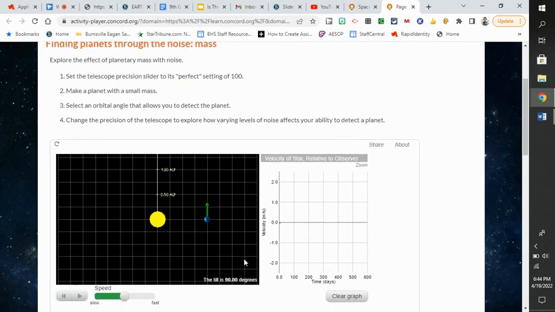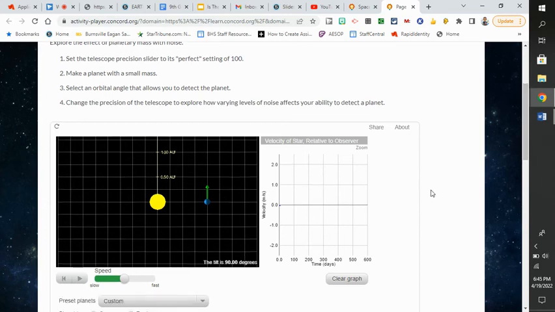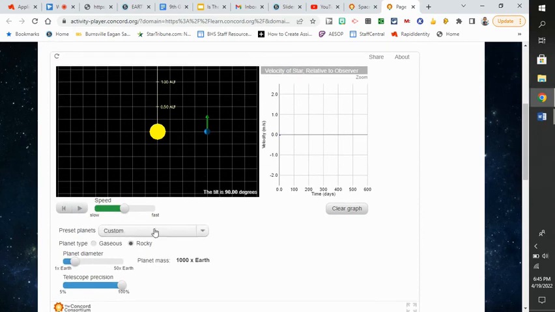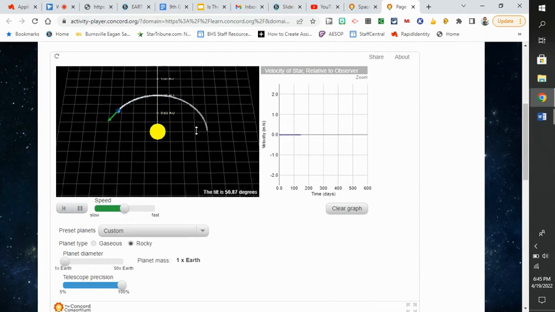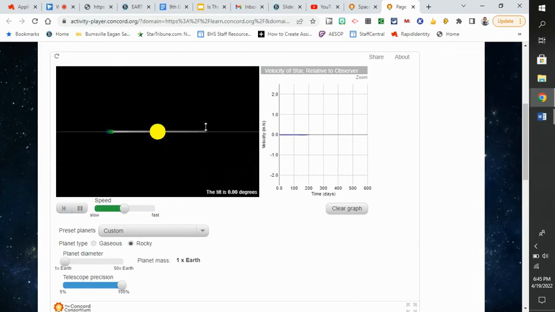Make a planet with a small mass and select an orbital angle that allows you to detect the planet. Then change the precision of the telescope to explore how varying levels of noise affects your ability to detect the planet. Okay, so I want a planet with a small mass. Well, let's do Earth size. Play. Looking at the graph, I'm going to change the angle. Well, we know what the best angle would be, right? That would be 0 degrees. Can I see the wobble here with 0 degrees?